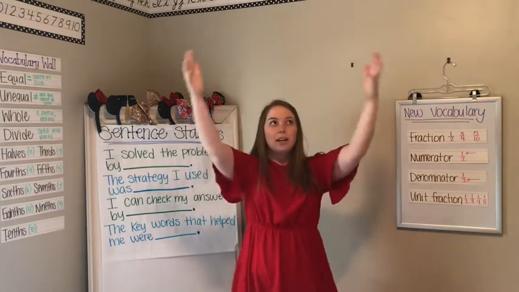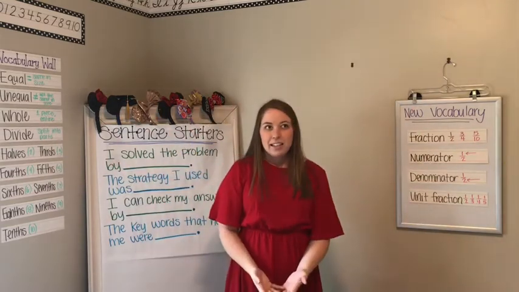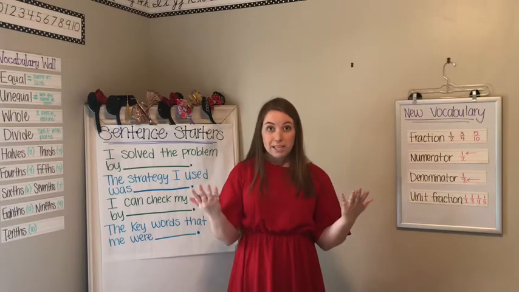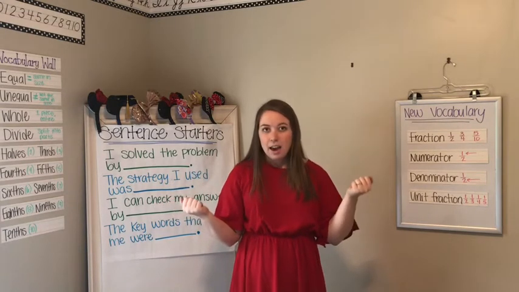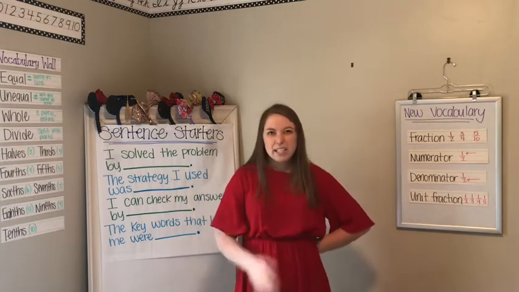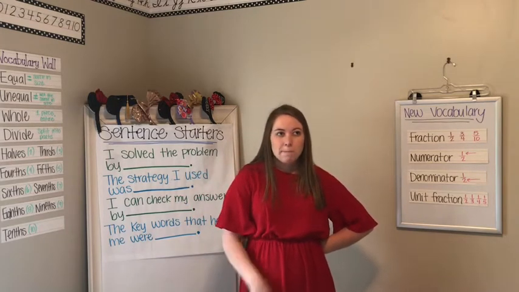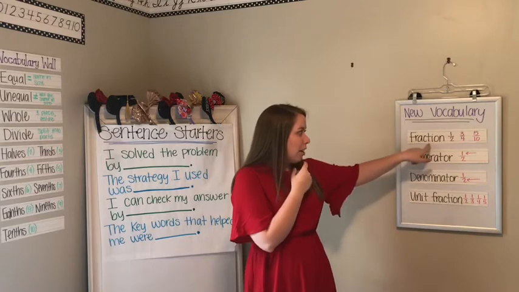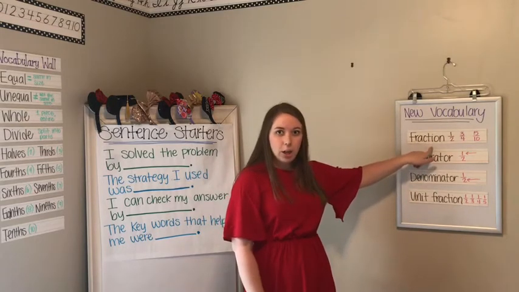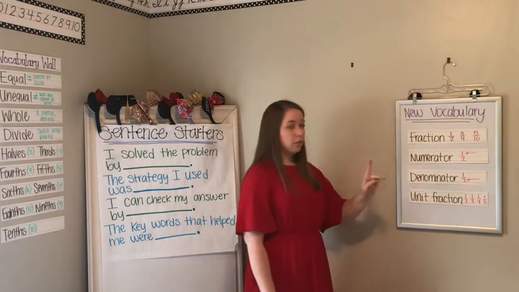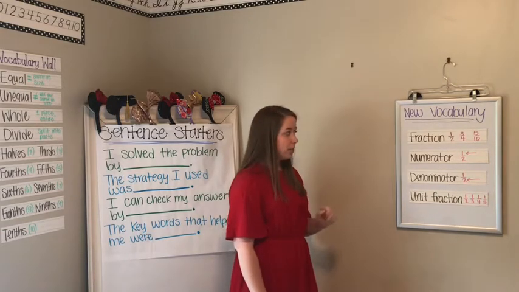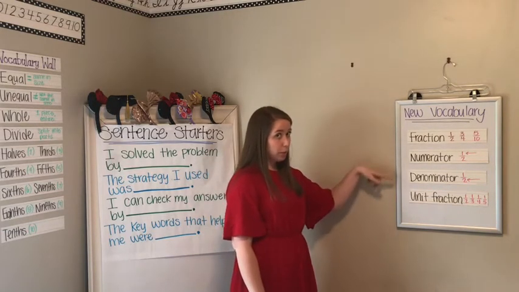So if I had a pizza and I divided it into 4 pieces, well, if I had 4 pieces of pizza and I ate 2 pieces of pizza, so then I would have eaten a fraction of that pizza. Pretty cool. Now, this is where it can get tricky, so make sure you remember these vocabulary words.